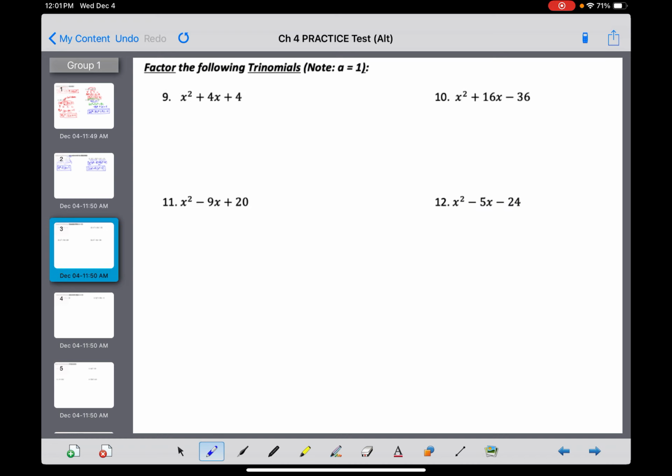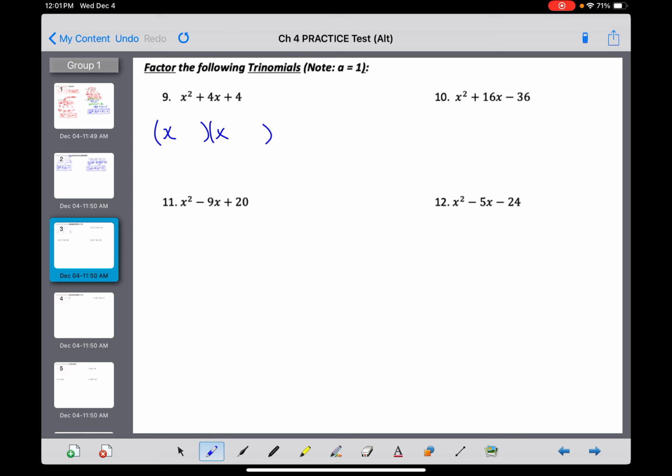In the next 4 problems, these are trinomials, 3 terms, and note that A is 1. So we do not need to split the middle or slide and divide. Now, can you do those methods? Of course, they always work, but you don't need to do them when A is 1 because we know that if the first term in the trinomial is x squared, that has to come from x and x.